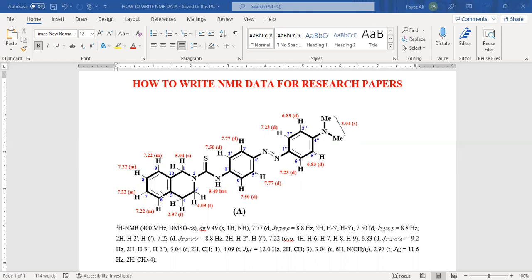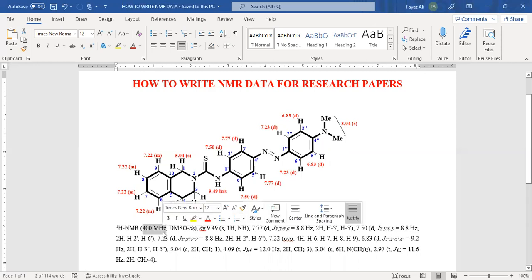Let's write the downfield. First, you have to write which NMR you are using, HNMR, proton NMR, then its megahertz, 350, 700, and whatever. Then the solvent which is used in NMR. After writing these three, then write the most downfield proton among all the protons in your structure. In my structure, it's an NH at 9.49 giving a broad signal, so it gives a singlet.